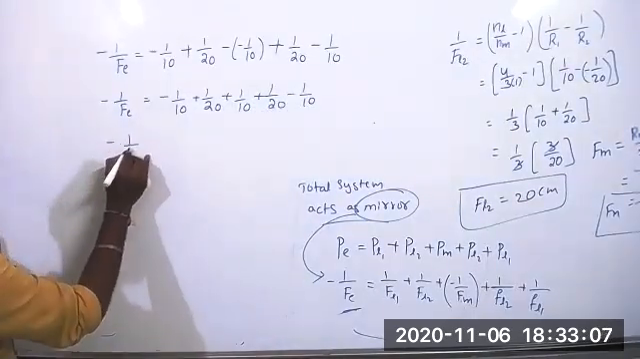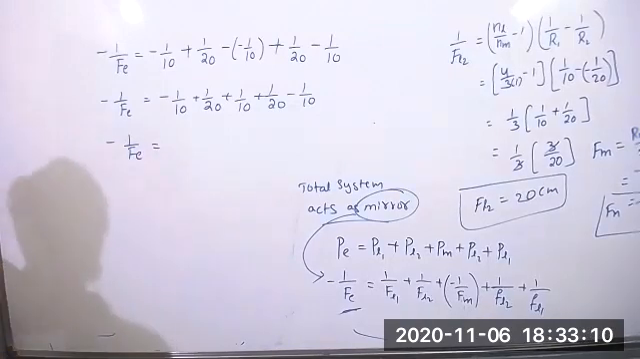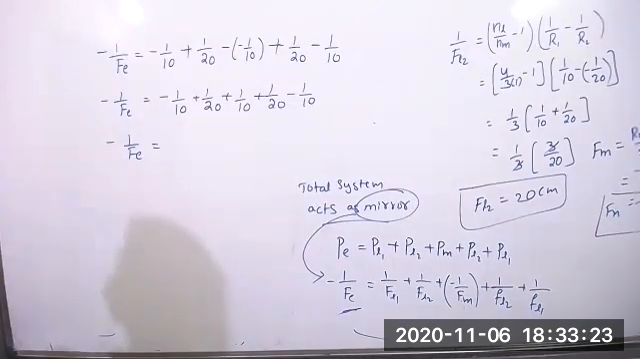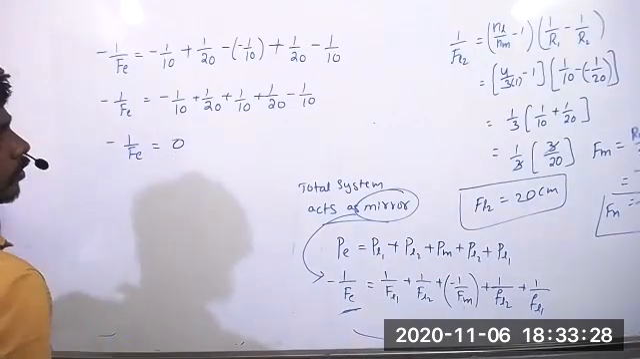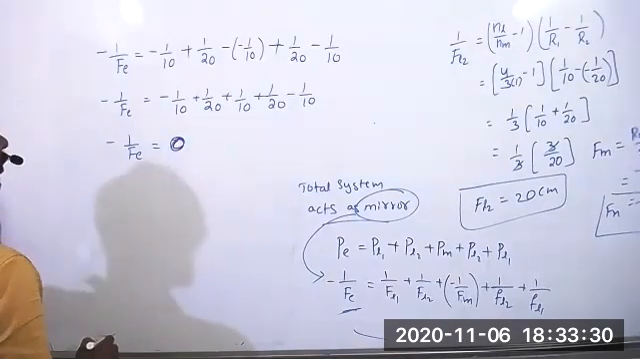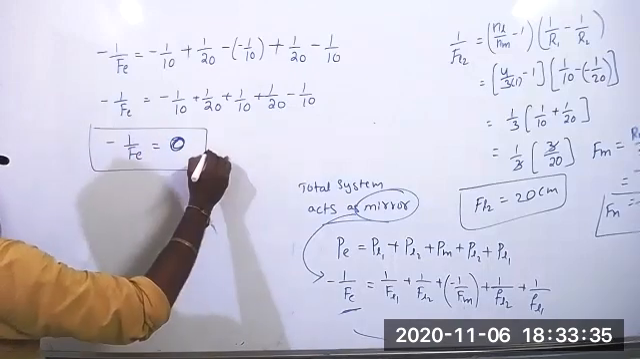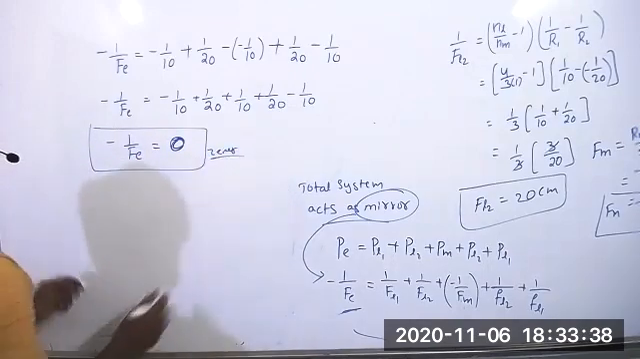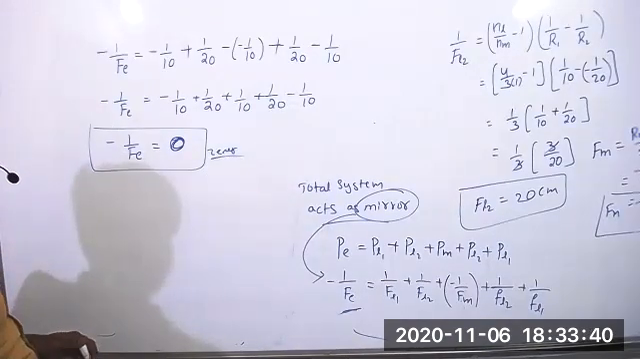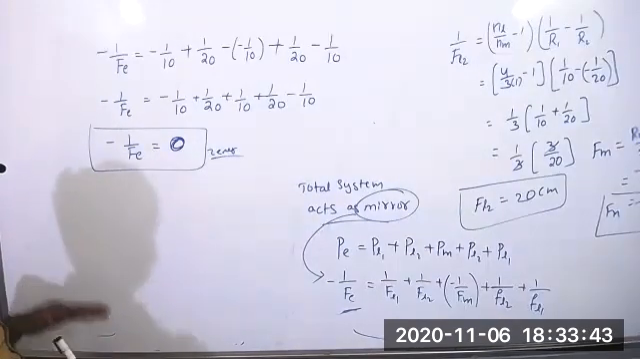So minus 1 by FE, how much? Sir, I'm getting 0 actually. Yes, sir. 1 by F equal to 0. Okay, no problem. So 1 by F you are getting 0. Correct only, ma. It is only 0 you will get. So focal length is 0. 1 by F equivalent is 0. Answer is correct.